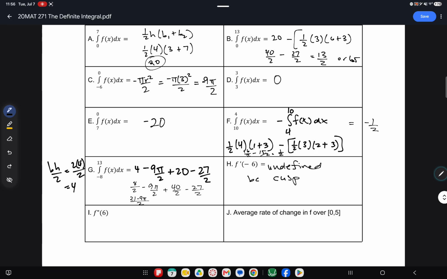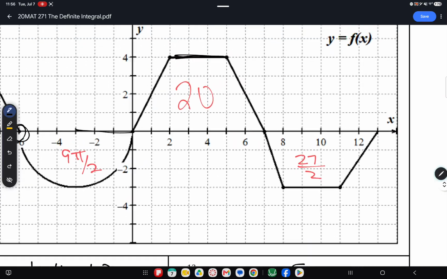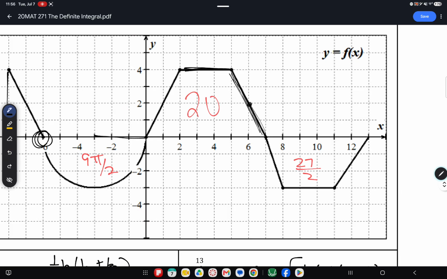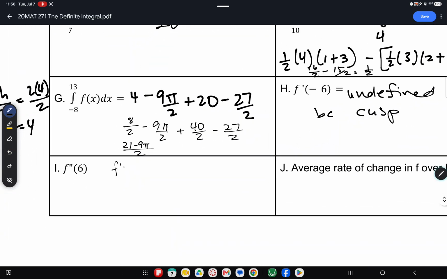So let's see. Now we want the second derivative at 6. So here we are at 6, right? We do have a line segment, so I can find the derivative, right? Because derivative is just the slope of that segment. So we got 1, 2 over 1. So the slope is -2, right? So we have the first derivative at 6 is going to be -2. And since it's constant, right, the first derivative would look something like this, right? So the slope of that segment there is going to be 0, right? It's a constant.